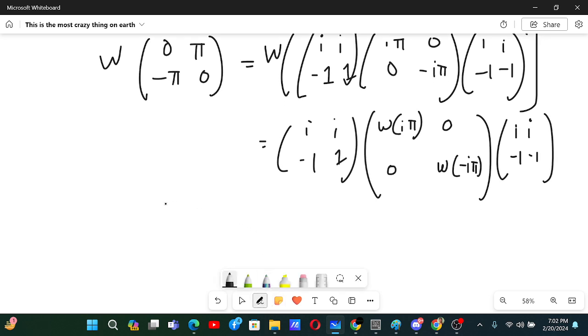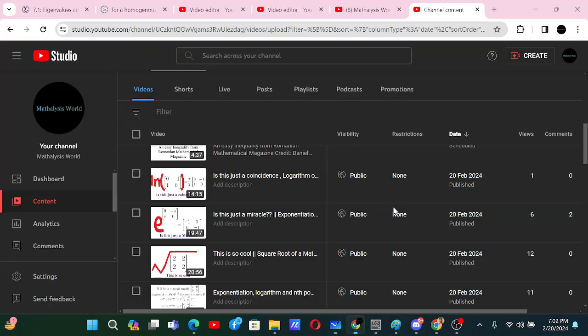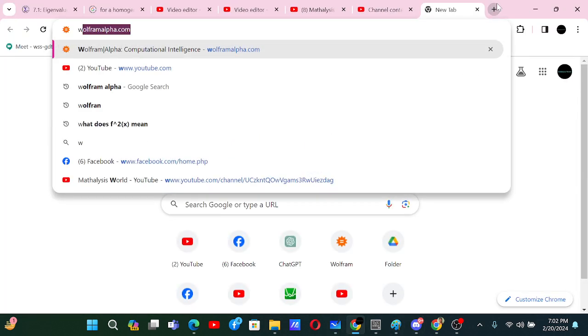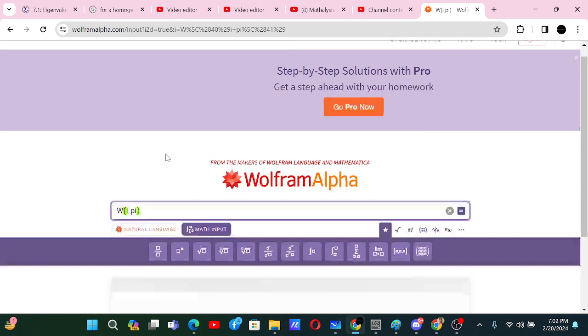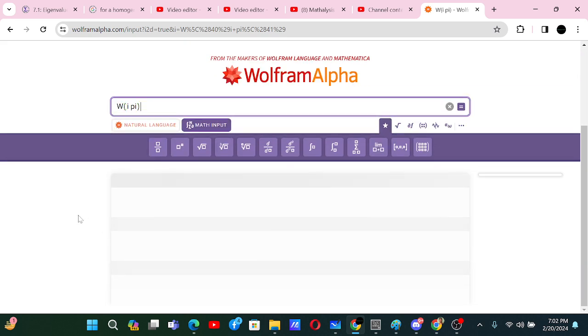Okay, so now the problem is to find out the Lambert W of i pi. So how do we deal with that? Let's try to use Wolfram Alpha for that. Lambert W of i times pi, what do we get? Let's see.